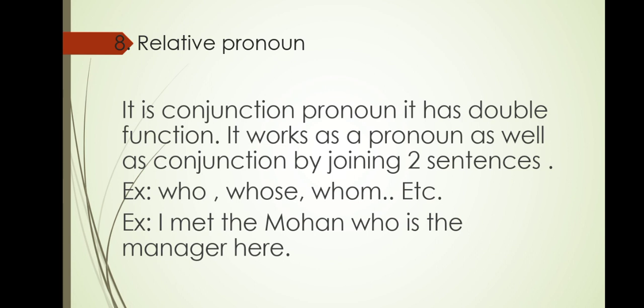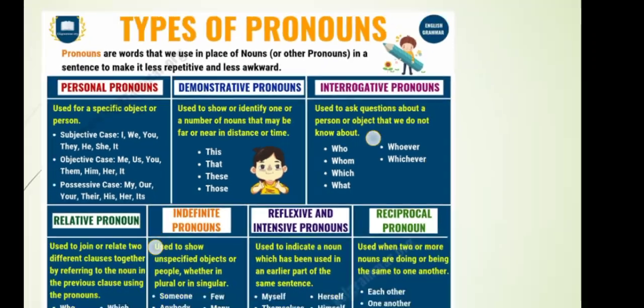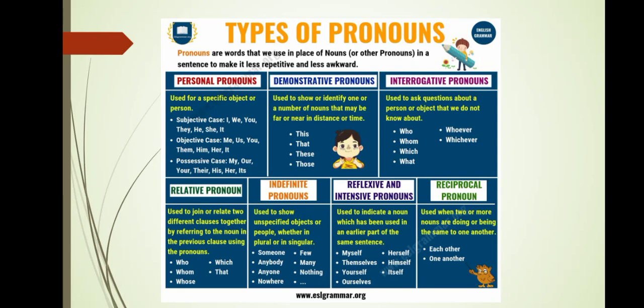So, see, once again you go through it. Types of pronouns. Pronouns are the words that are used in place of a noun in a sentence to make it less repetitive and less awkward. Instead of using Mohan, Mohan, Mohan many times, we'll use pronouns. So here are the personal pronouns, demonstrative, interrogative, relative, indefinite, reflexive. All this has been given. So you can once again go through it and clarify yourself.